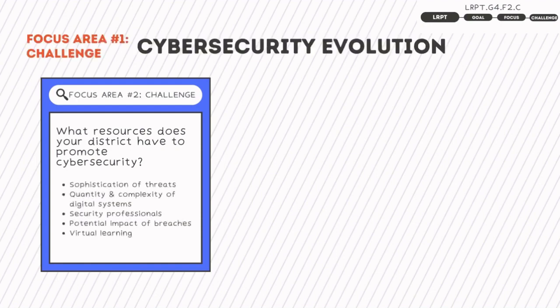The increasing sophistication of threats, increasing quantity and complexity of digital systems, limited availability of security professionals, the potential catastrophic impact of breaches, and the addition of virtual learning are all variables in the decisions we make regarding what actions to take and where to place our resources.